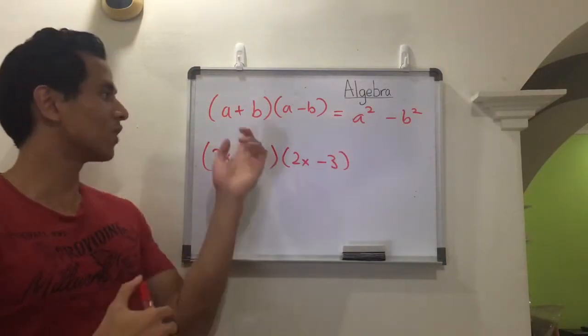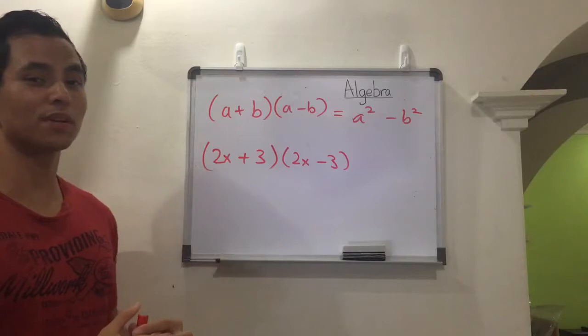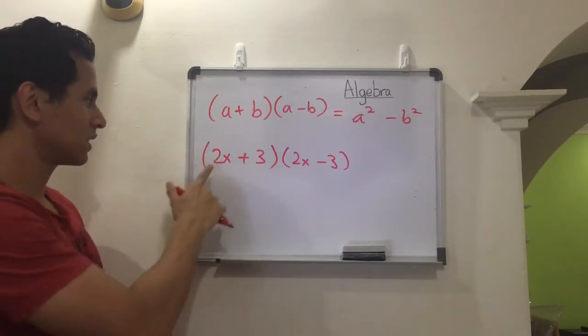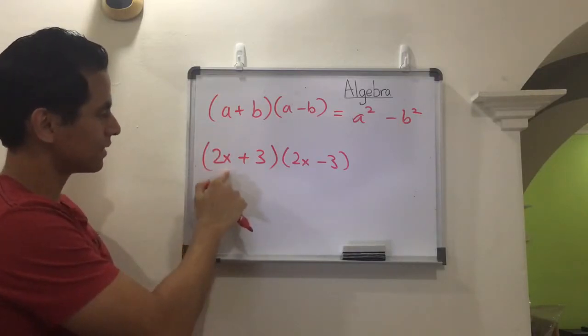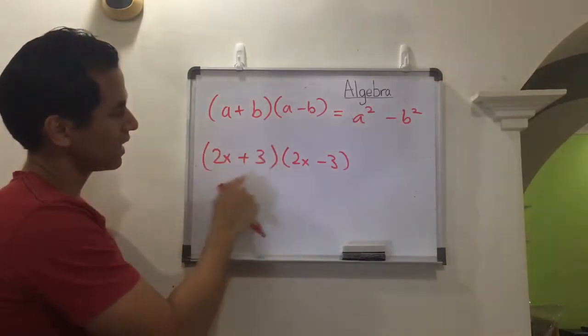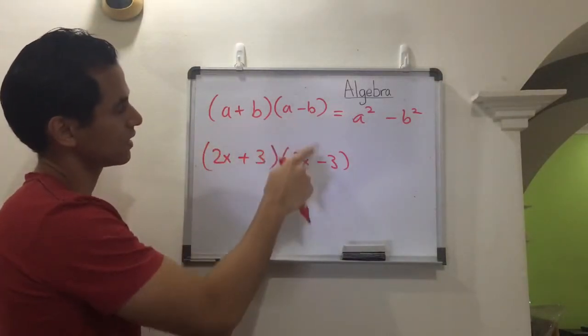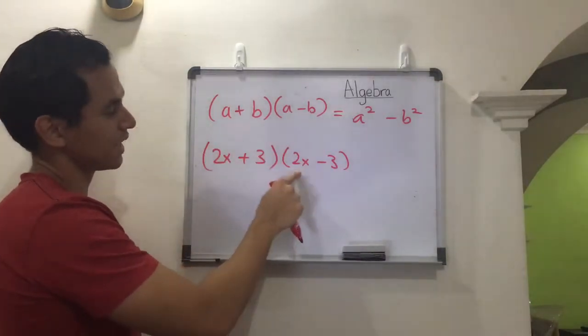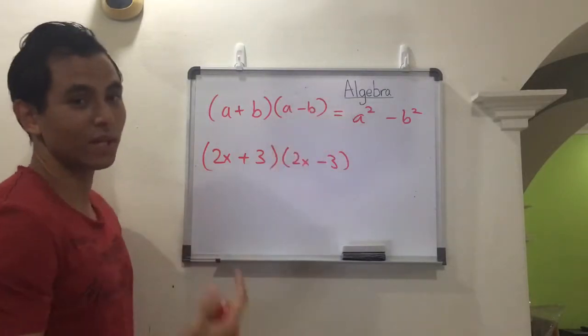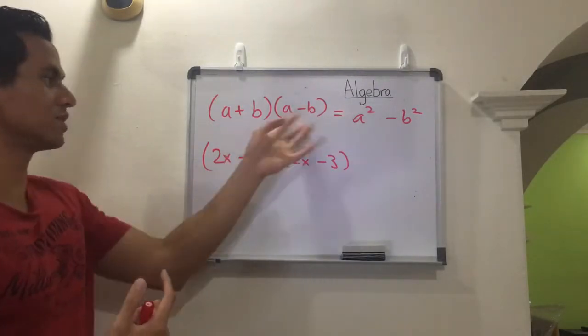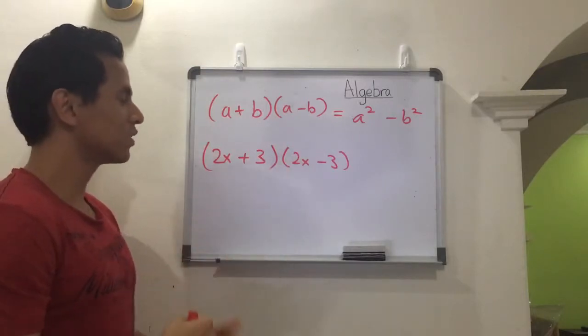We have to check before I go ahead and just use the identity. Is it really in the same format? 2x plus 3. So a plus b, right? And 2x minus 3. So it's a minus b. So yes, we are correct. So this is a fine example to use this identity. So we go ahead and use this.